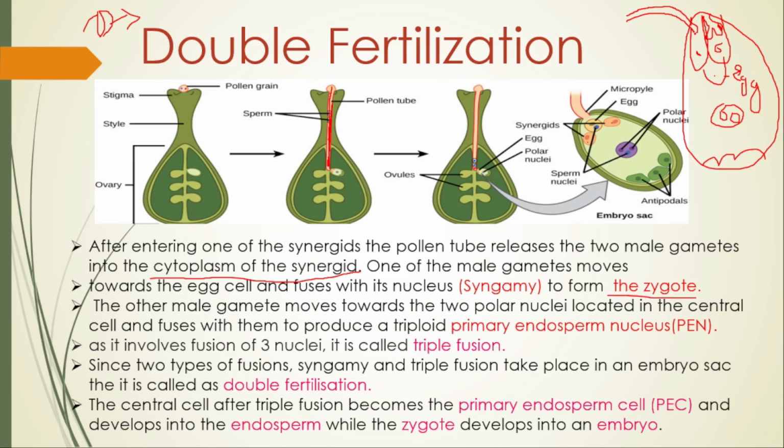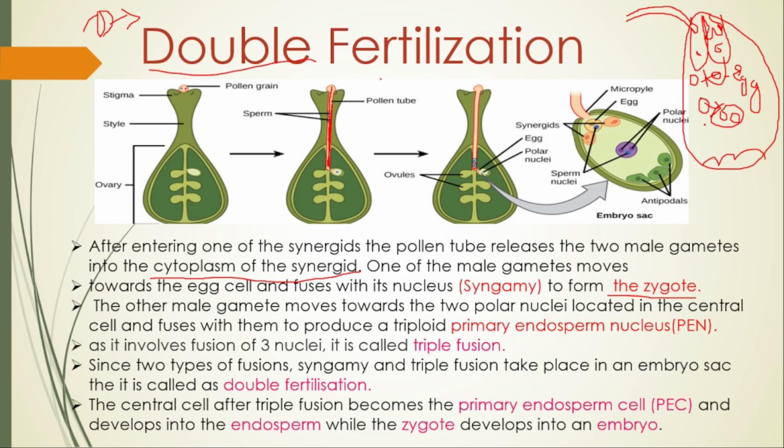After releasing the 2 male gametes from the pollen tube, one male gamete will fuse with the egg cell to form a zygote. Another male gamete will move towards the polar nuclei. That is what is called double fertilization. Here fertilization occurs 2 times. This one is syngamy, which means fusion of the gametes. The egg cell is the female one and the male gamete comes, so they fuse. Due to that, there is formation of the zygote.